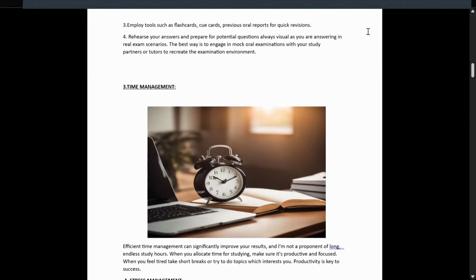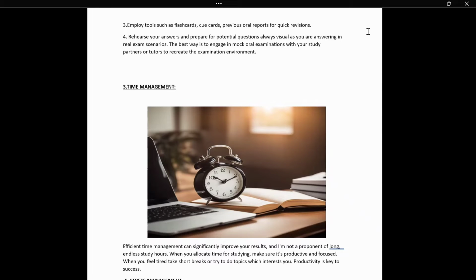So, wherever you are studying, you might have a study table or a study desk. If you have a chart or sticky notes or flashcards or cue cards in front of you, you can revise frequently. Okay, and you can also refer to previous oral reports for a quick revision. I also tell my candidates to take a printout of these oral reports and keep it handy with you, so that you can test your skills against those oral reports.